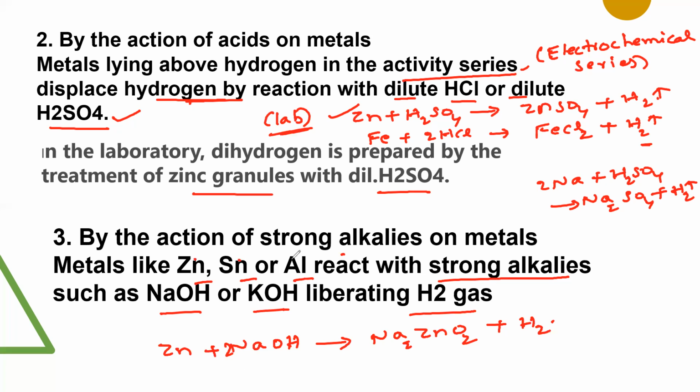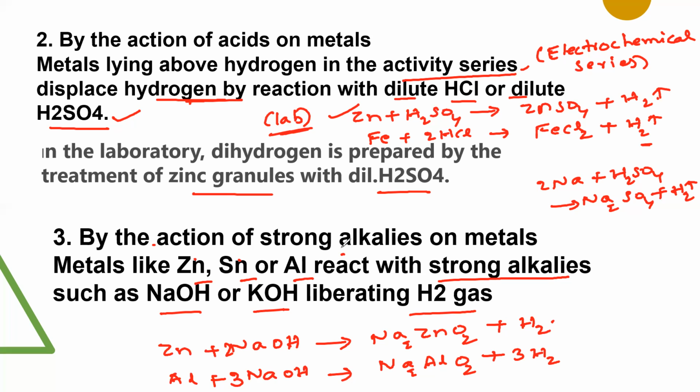So zinc, tin, and aluminum react with strong alkalis. Aluminum combines with sodium hydroxide, NaOH, and forms sodium metaaluminate, NaAlO2, with the liberation of 3 moles of hydrogen gas. So you can do the balancing yourself. Zinc forms sodium zincate, and with tin it forms sodium stannate plus hydrogen gas.